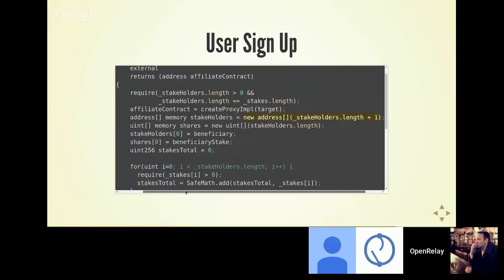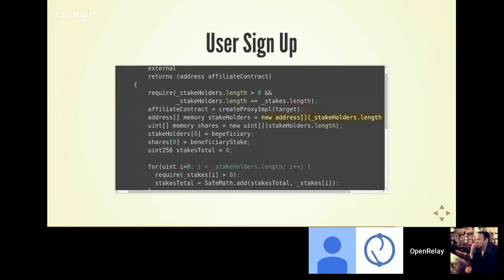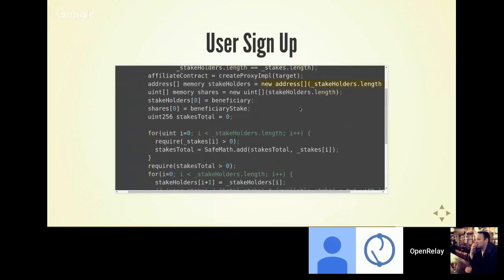We set stakeholder 0 to be the beneficiary, which is OpenRelay. And we set the shares for stakeholder 0 to be equal to the beneficiary stake that is tracked on the contract. Then we iterate over the list of stakeholders and make sure that the number of stakes for that stakeholder is greater than 0. Because if they have said that any particular stakeholder has a stake of 0, it doesn't make any sense for that stakeholder to be here, and we should reject this whole transaction.